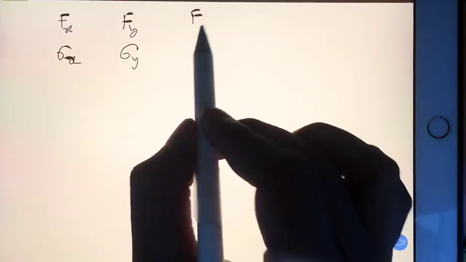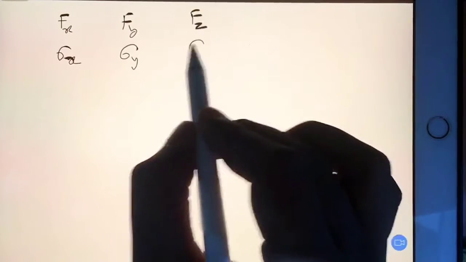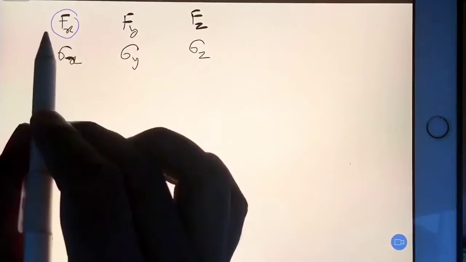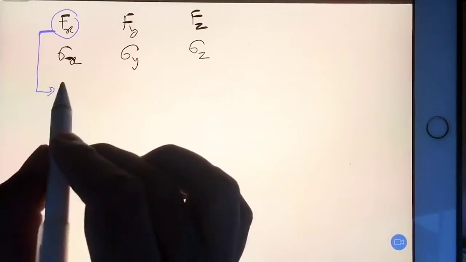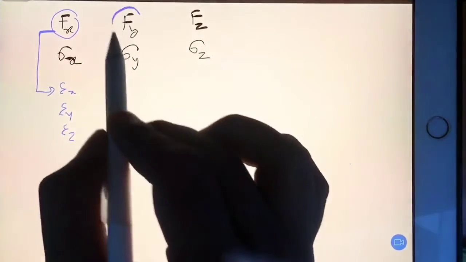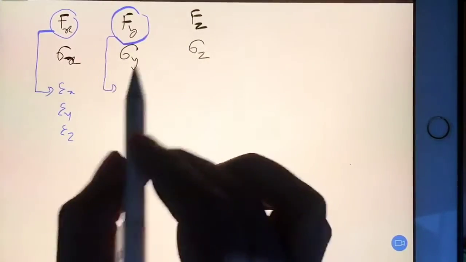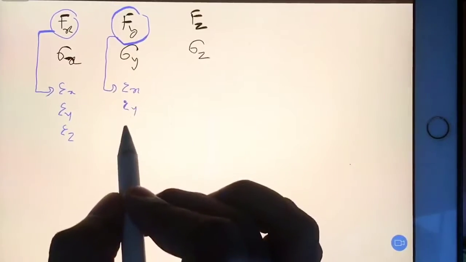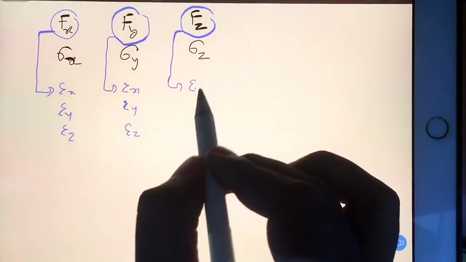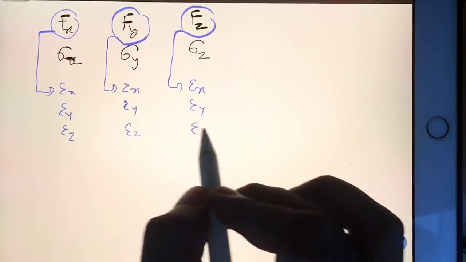And then I am applying Fz force, because of that I am getting sigma z stress. And because of Fx I was getting three types of strain: epsilon x, epsilon y, and epsilon z. Because of Fy also I was getting three types of strains: epsilon x, epsilon y, and epsilon z. Because of Fz also I was getting three types of strains: epsilon x, epsilon y, epsilon z.